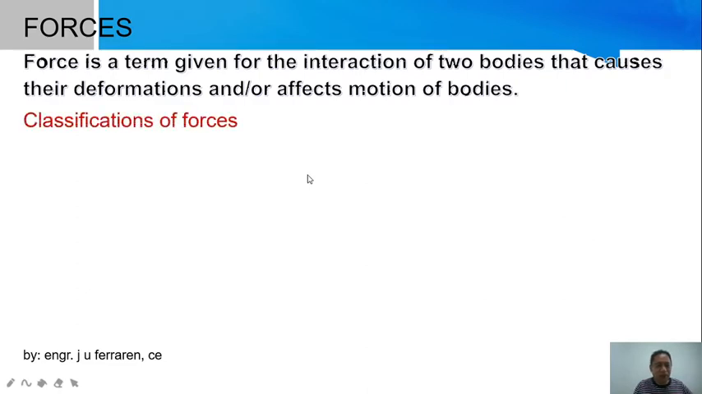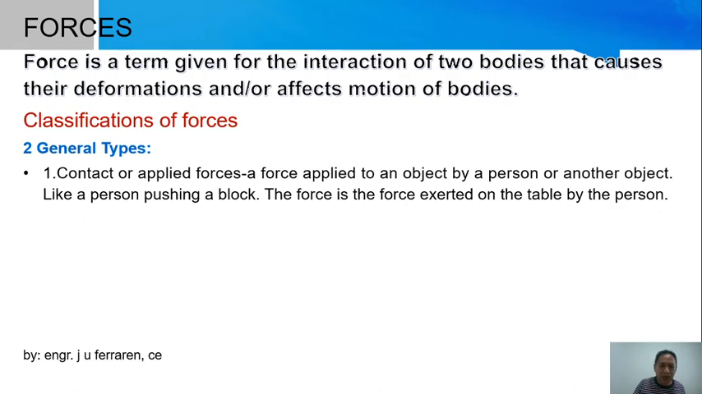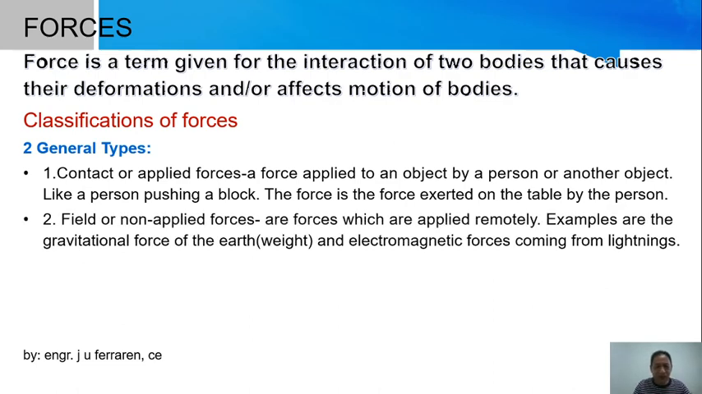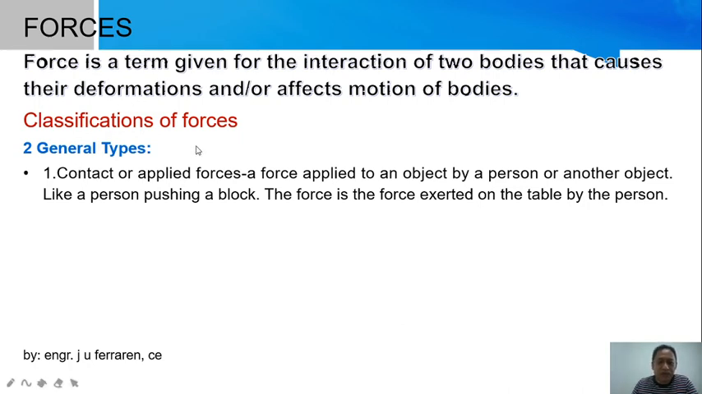Now we have different kinds of forces. Generally, there are only two. We have forces that are due to contact, or contact or applied forces, and the other one is the non-contact, or field forces. So what is a contact force? A contact or applied force is a force applied to an object by a person or another object. Like a person pushing a block, the force is exerted on the block by a person. So they are termed as contact or applied forces.